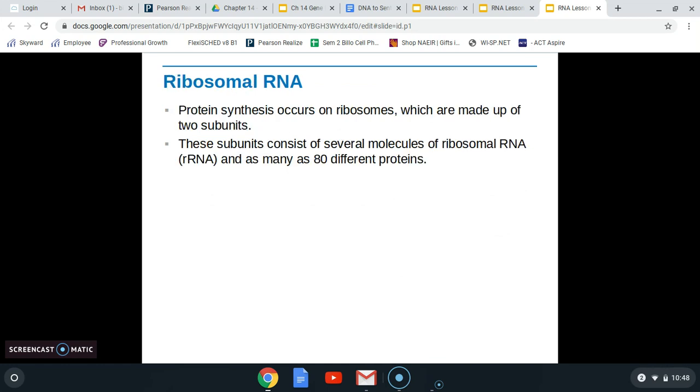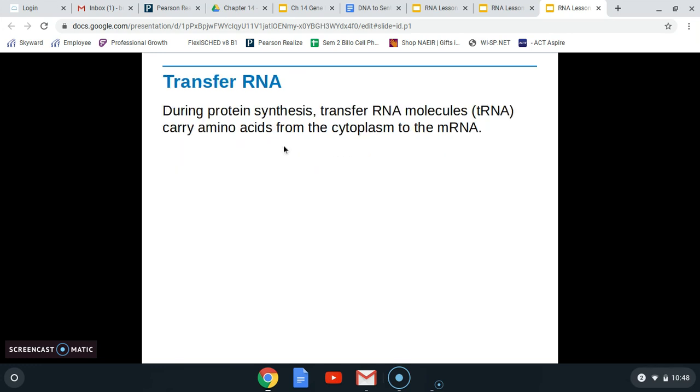Ribosomal RNA is basically making up the ribosomes. You don't have to worry about the 2 subunits, but I want you to think of a ribosome as a hamburger bun. It's got a top unit and a bottom unit. We're not going to focus in on a lot of these different structures here. Just know that rRNA is what makes up the ribosomes. And then, as I was saying before, tRNA or transfer RNA, that's what's going to carry those building blocks or amino acids up to that message on the mRNA.